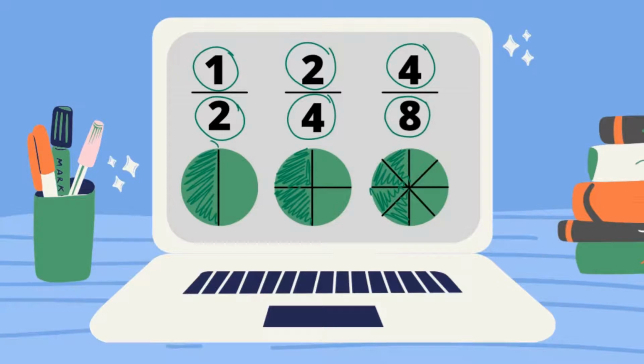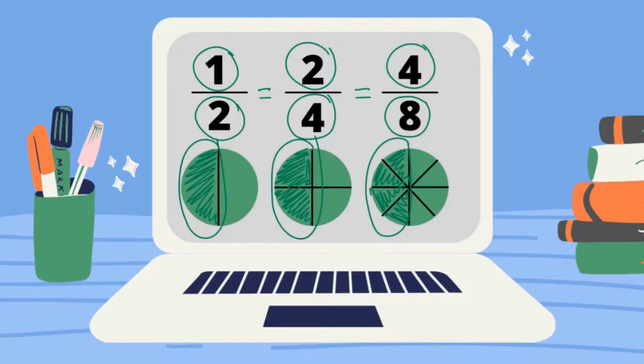Now let's see. This portion of a circle and this portion of a circle and this portion of a circle are the same portion, except in each subsequent circle we're splitting it into more equal pieces. However, we're taking the same part of a circle each time, no matter how many pieces we split it into. Therefore, we can say that these fractions are equivalent fractions, and we can reduce a fraction 4/8 to 1/2 and a fraction 2/4 to 1/2.